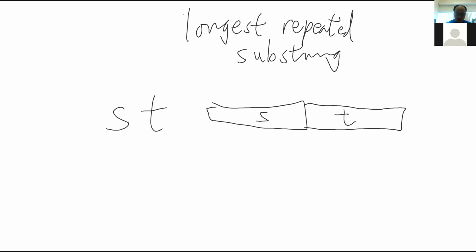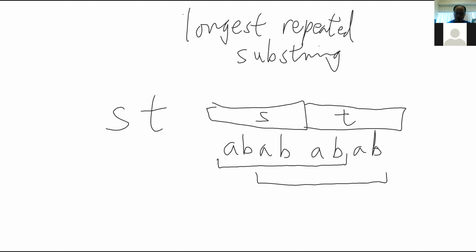So why is that a problem? Well, for example, if S is AB and T is also AB, the whole strings are common, the two strings are completely common. You might get something like this as the longest repeated substring, 6 characters. But that's clearly not what you want because it's longer than either of the strings. Part of the problem is that I'm allowing things to straddle the two strings, S and T.